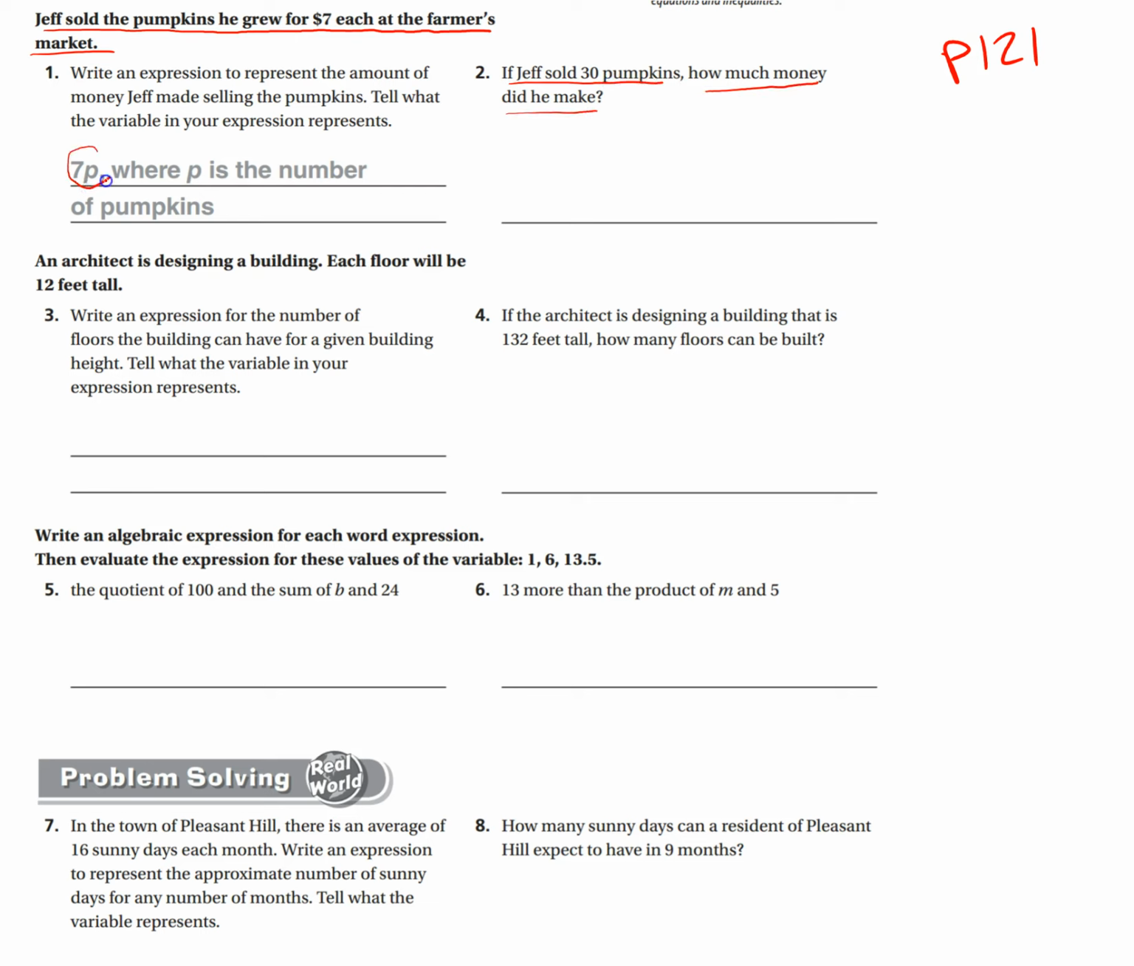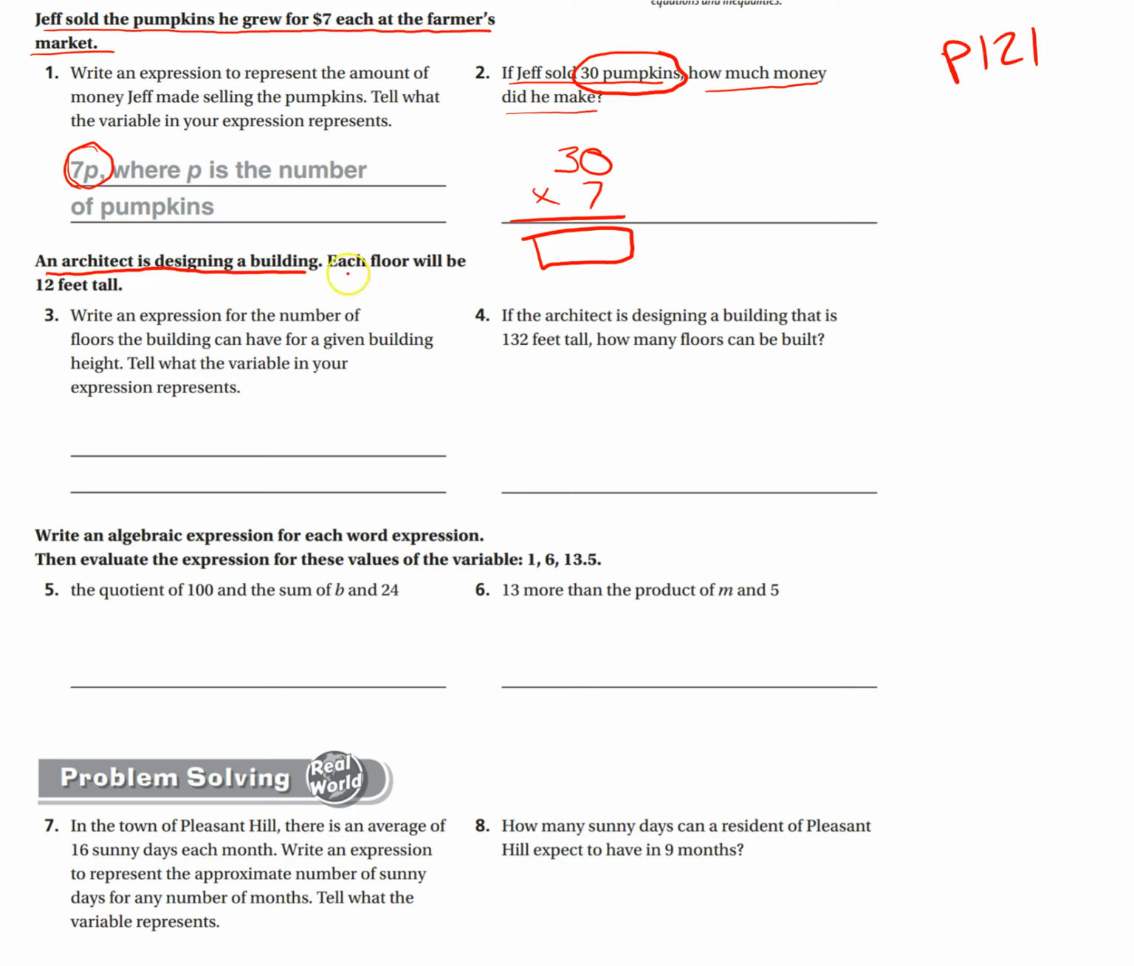Well, they already gave us the expression to use in the example problem, 7p, where p is the number of pumpkins sold. So now we know how many pumpkins he sold. So we need to do 30 times 7, and that will tell us how much money he made. So I'll let you do that math. But again, if you need extra help, please raise your hand. Okay, next set of directions.